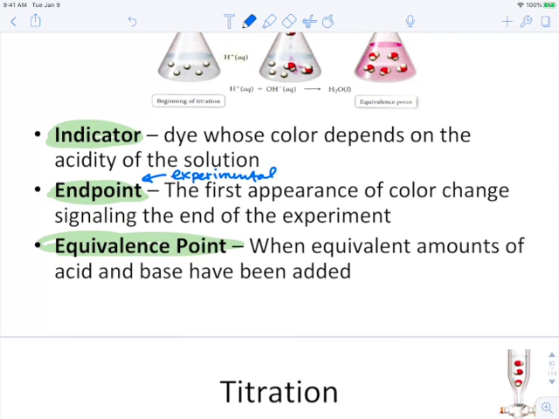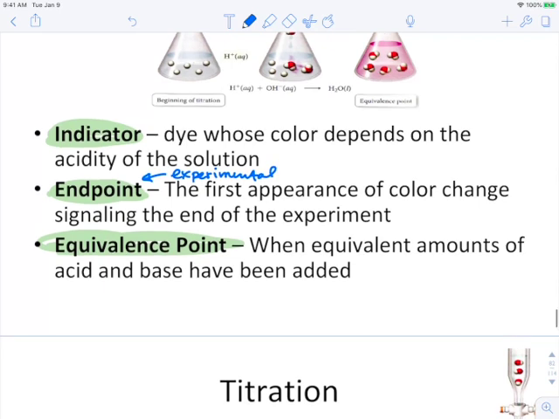It's not exact, not unless you had perfect eyeballs and you were in a perfect lab and you were a perfect human, and you are a perfect human, but you may not have perfect eyes, and we definitely don't have a perfect lab. All right, so that is why the endpoint is different than the equivalence point. So the equivalence point is calculated. So just like our theoretical yield, we calculate it. It is what should happen. Experimental, that is the actual. That is in the lab.